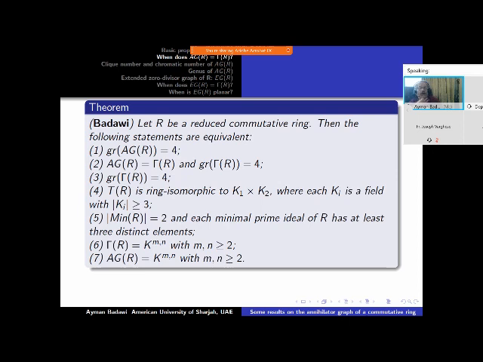And let me remind you again, since you are here, how you connect vertices in the annihilatory graph. Two vertices x and y are connected by an edge if the annihilator of xy is not equal to the annihilator of x union the annihilator of y. Whereas in the zero divisor graph, two vertices x and y are connected by an edge if xy equals 0.